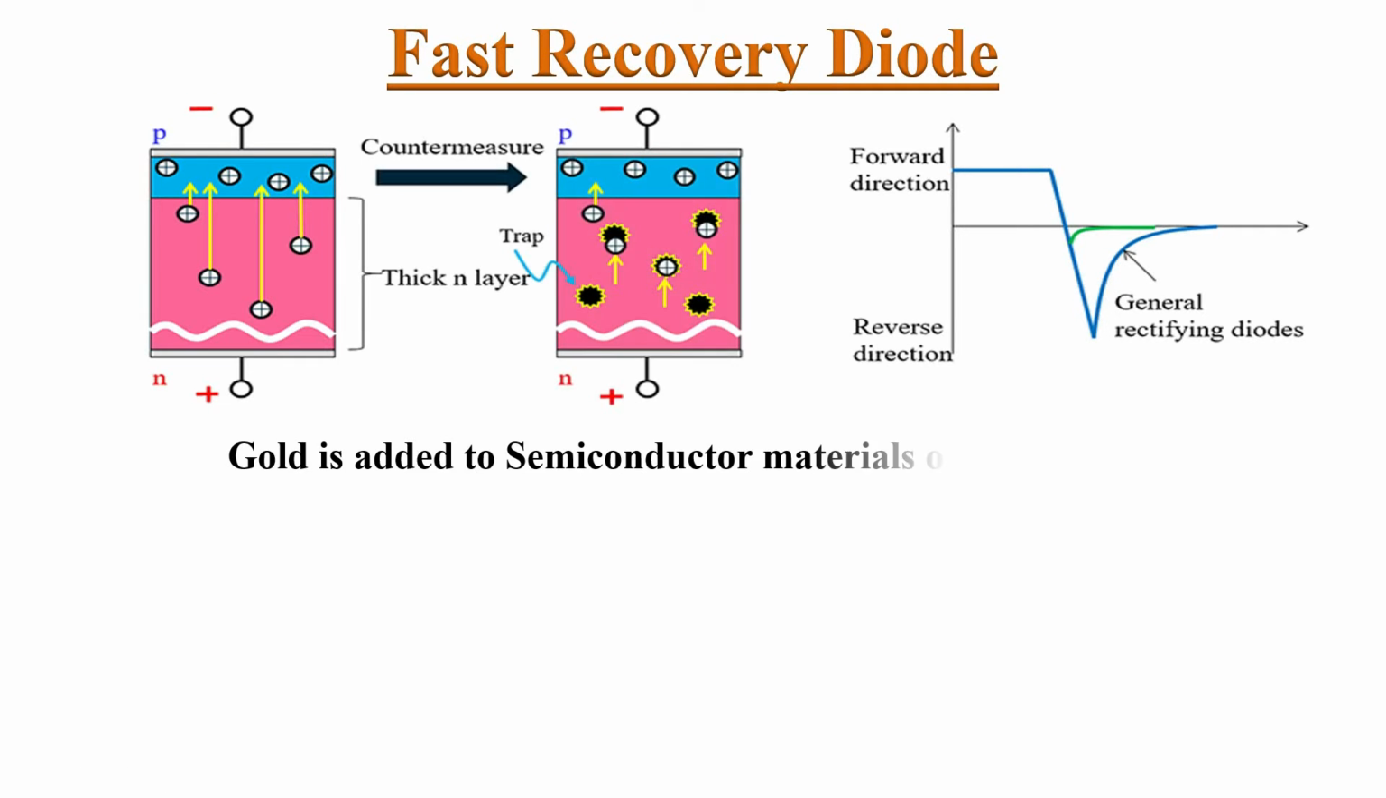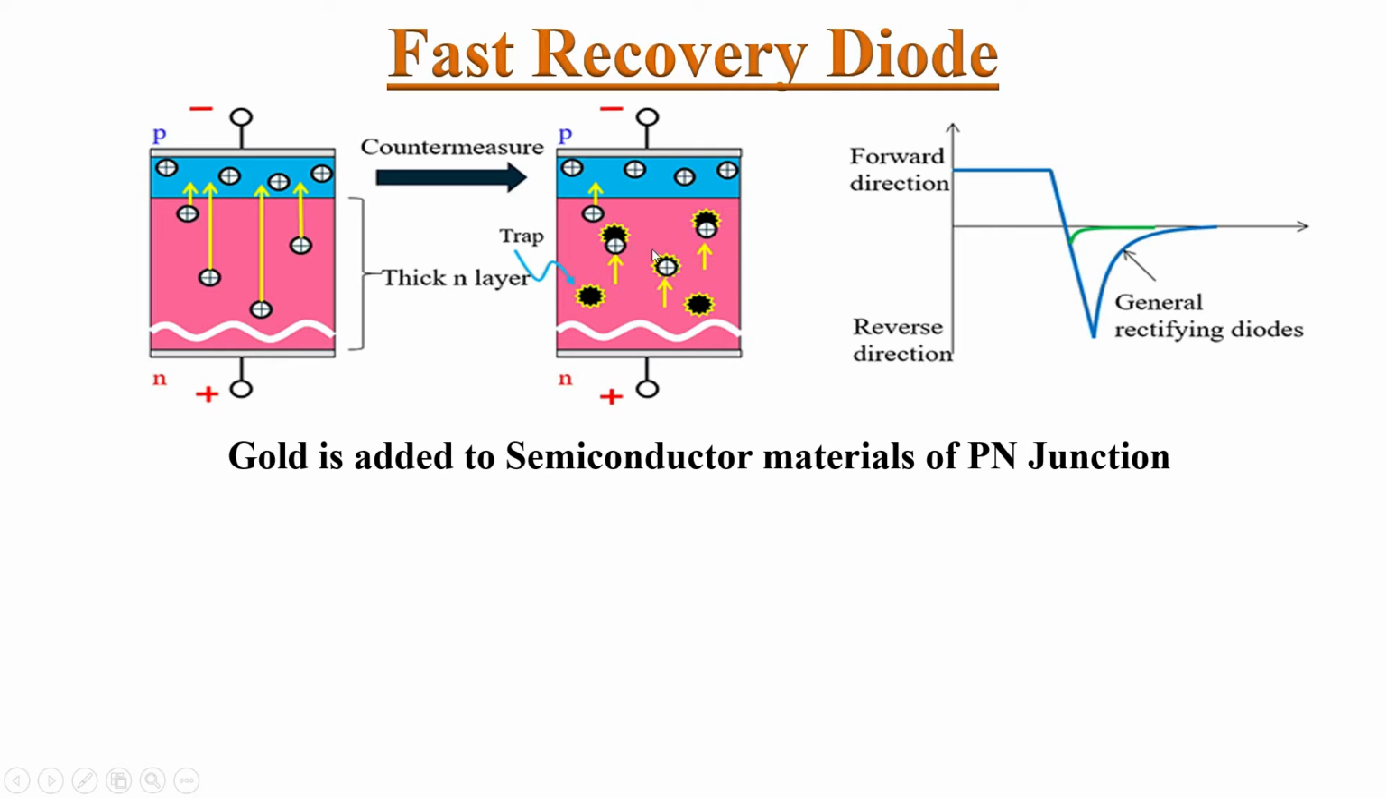To counter this, gold is added in the N region. So the electrons increase in the N region. These electrons trap the holes coming from the P region. Hence, some holes get stuck in the N region during conduction.